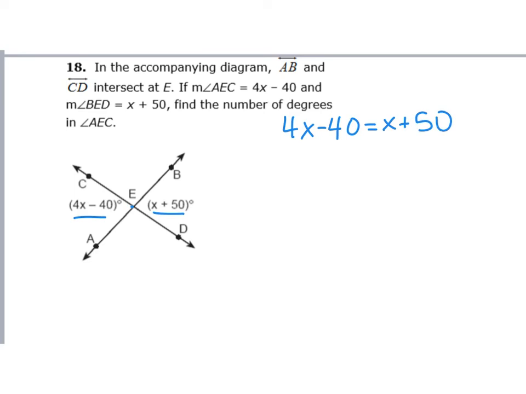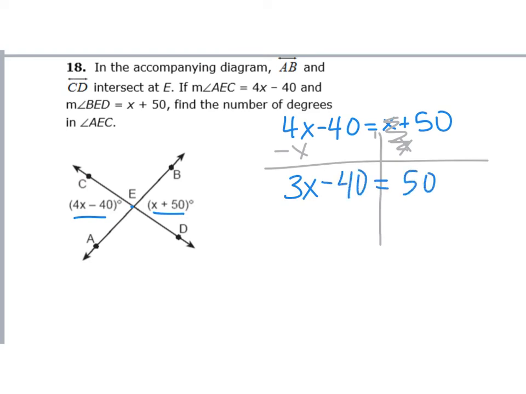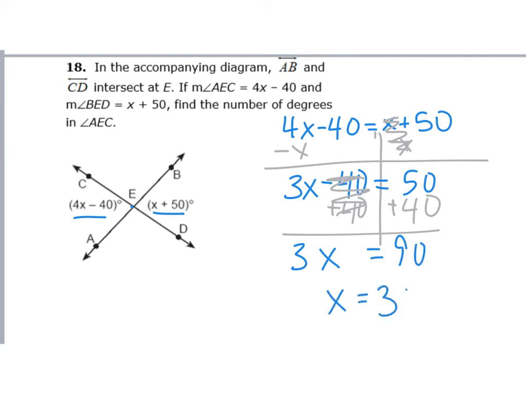I don't have any like terms on either side, so the first thing I need to do is start moving from one side to the other. So I'm going to move my x over first. These x's cancel out, and I'm left with 3x minus 40 equals 50. Then I'm going to add 40 to both sides because remember we're doing the opposite. These cancel out, so I just have 3x equals 90. Divide by 3 and x equals 30.